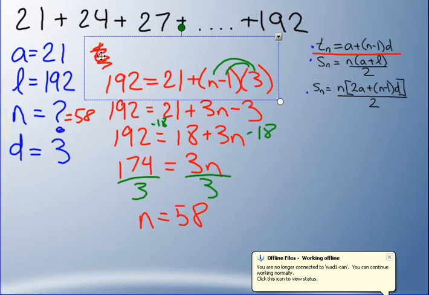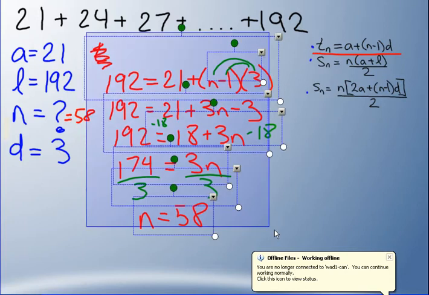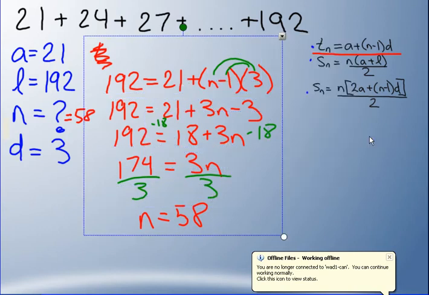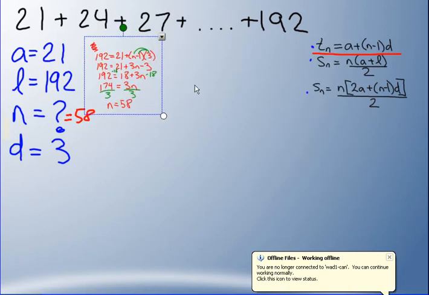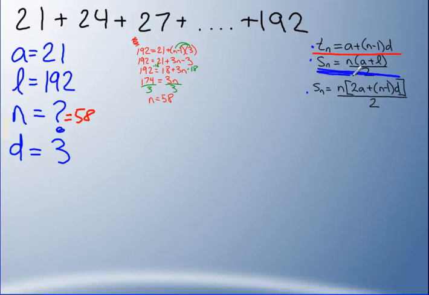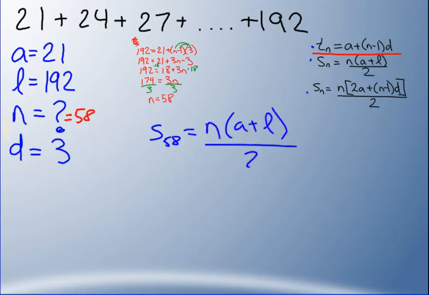I'm going to take this, shrink it down a little bit, give myself some room to work. Because now that I know my n, I can figure out my sum using this formula. So, sum of the first 58 numbers equals n times a plus l all over 2.